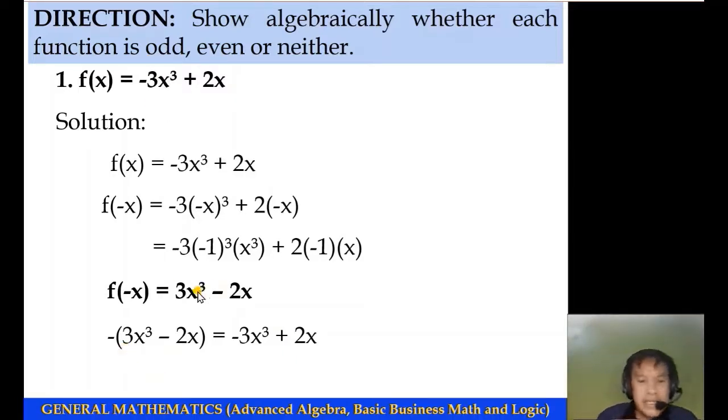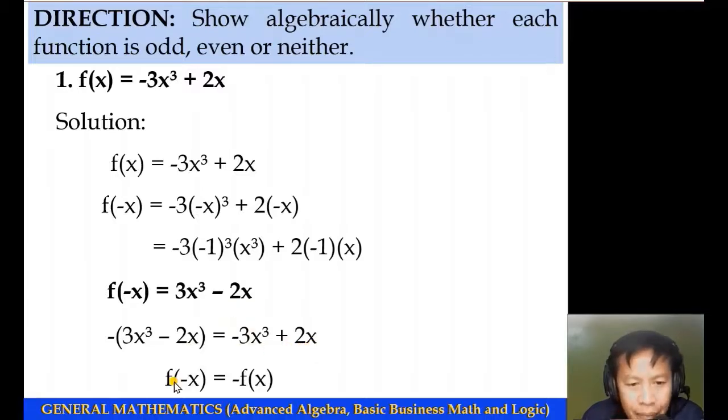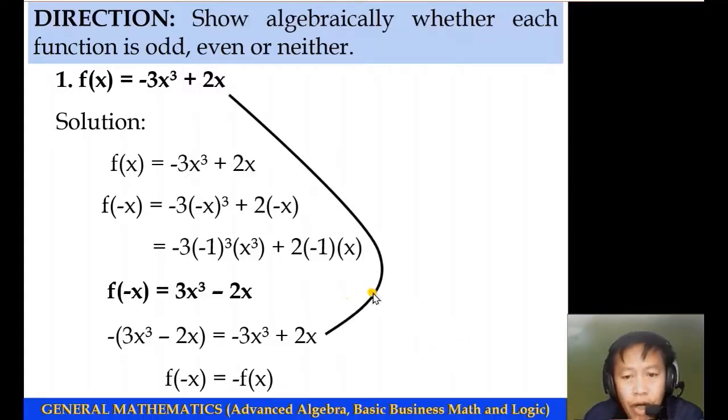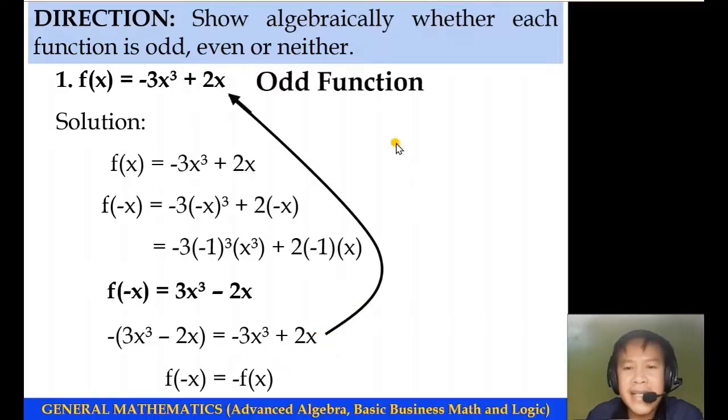So, get the negative of this function. We have negative 1 times 3x cubed is equal to negative 3x cubed. Observe. Then, negative times negative is equal to positive. Then, 1 times 2x is equal to 2x. Therefore, f of negative x is equal to negative f of x. That is why we can say that this is an odd function.